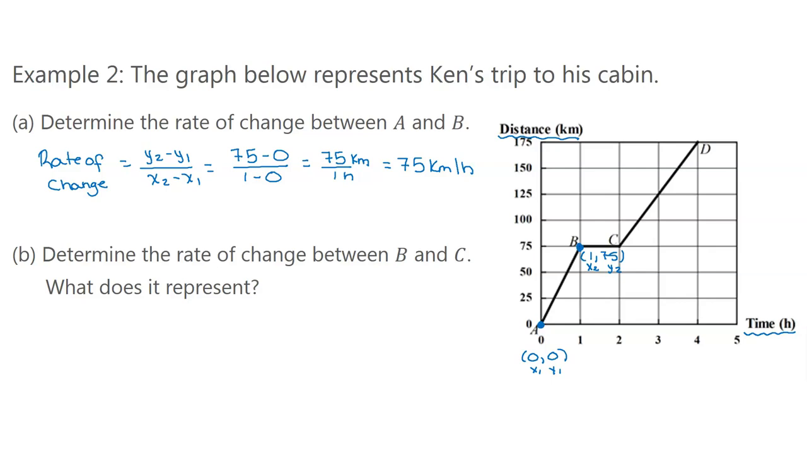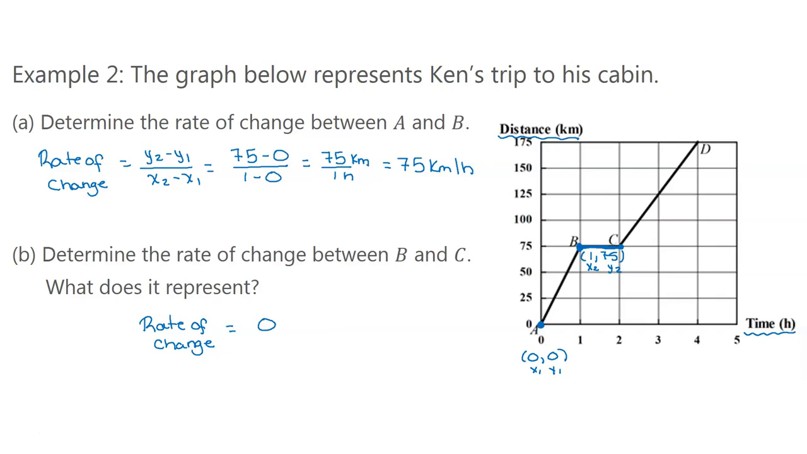Now in B, we have to determine the rate of change between points B and C. Now this is just a horizontal line, and we know that the slope of any horizontal line is 0. So we don't even really need to use the rate of change formula. We know it's going to work out to be 0. So we can just say it is 0.